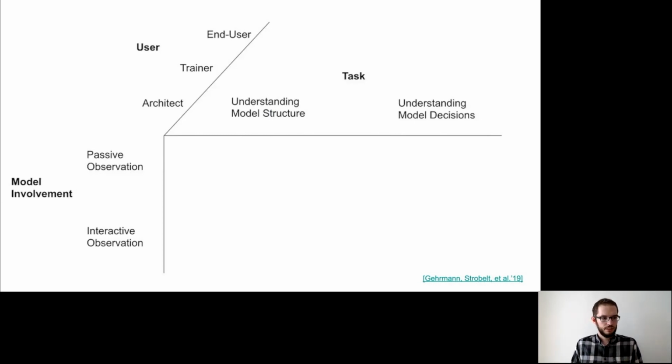Finally, we have something that we call the model involvement. In the model involvement, we define how tightly coupled the interface and the model are. If you recall the previous section, we talked about how it is actually an advantage in terms of simplicity of the development of a tool that we don't actually have to interact with the model. We were only interacting with extracted states from the model. And to define these model involvement categories, we have the passive observation and interactive observation to start with.